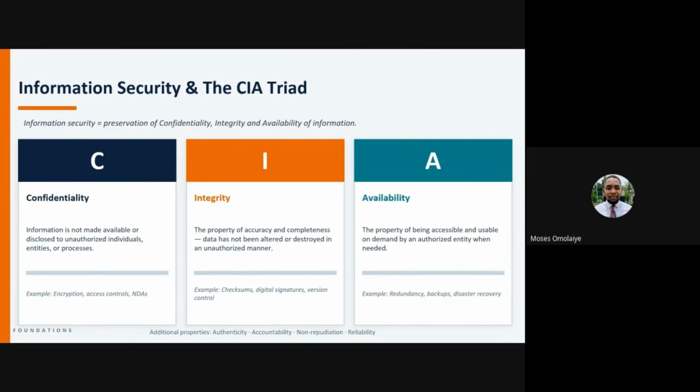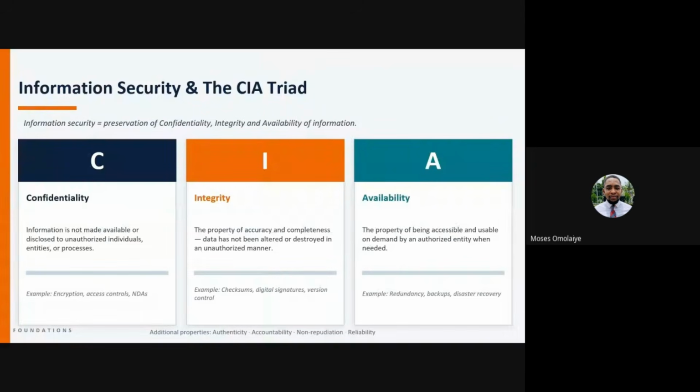But if you say, Moses said you should meet him at the bus park at 3 p.m. Is the message complete? Yes, but is it accurate? No, it is not. And that is why we have things like version controls. When you write a policy and you have to rewrite, you always have to put the version, maybe version 1, version 2, so that there isn't a mix-up on the most recent version.